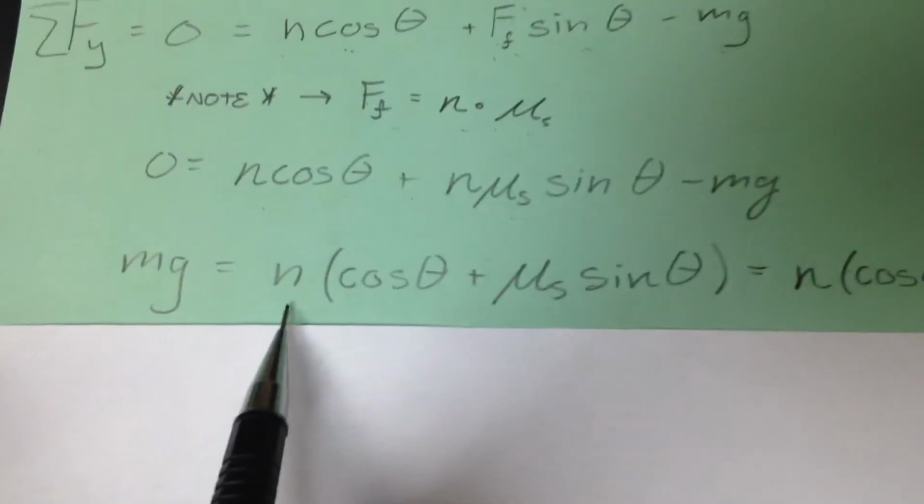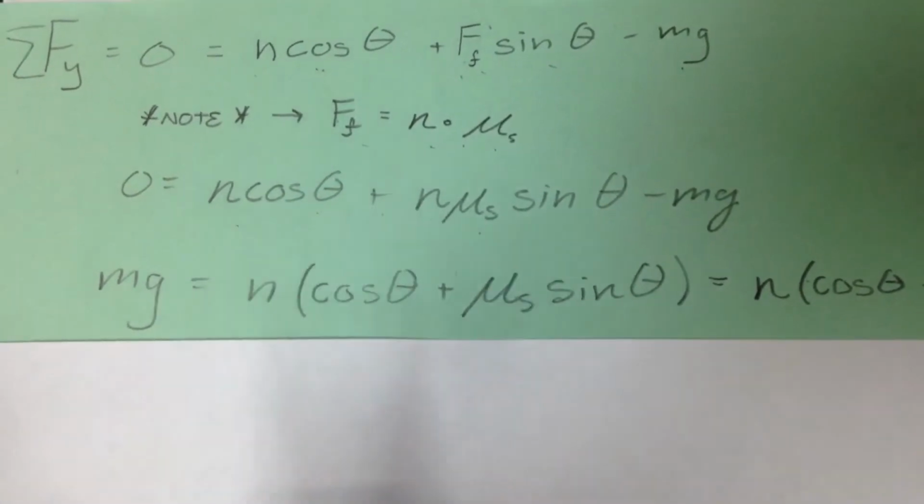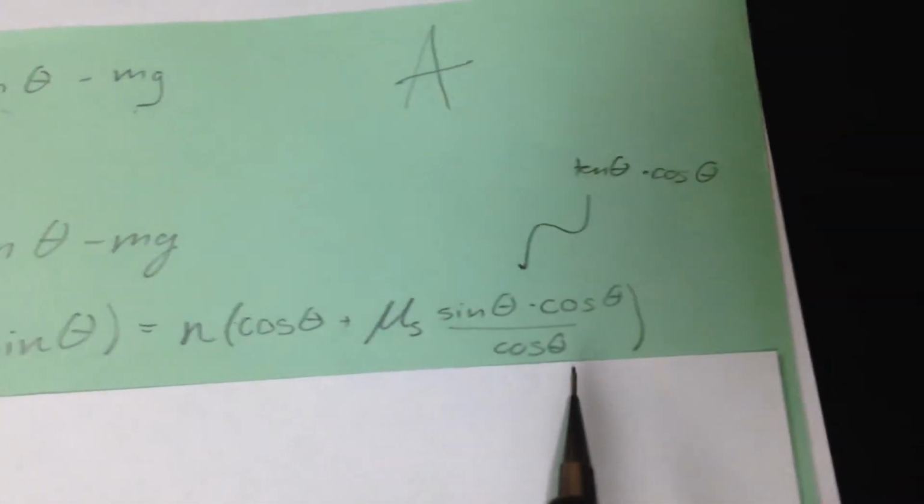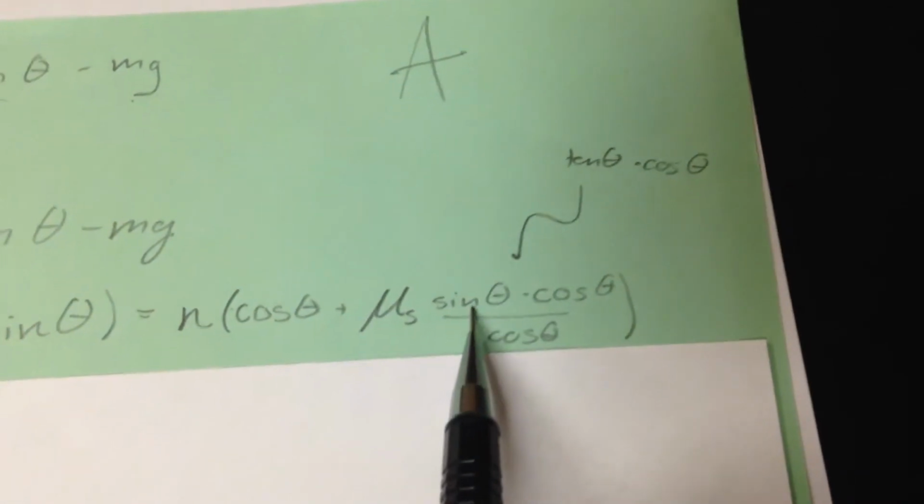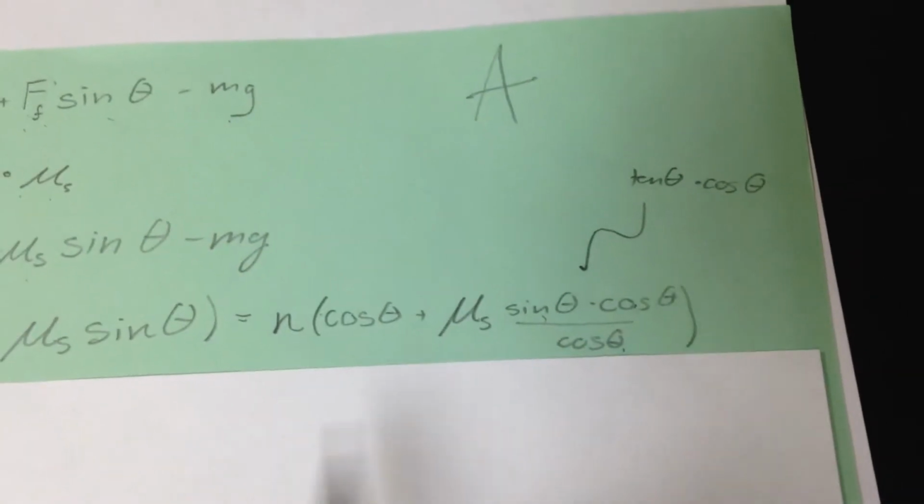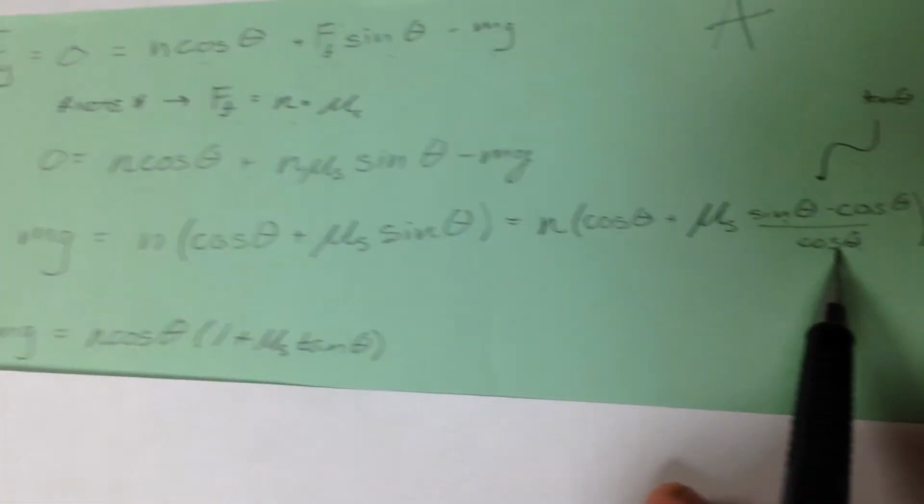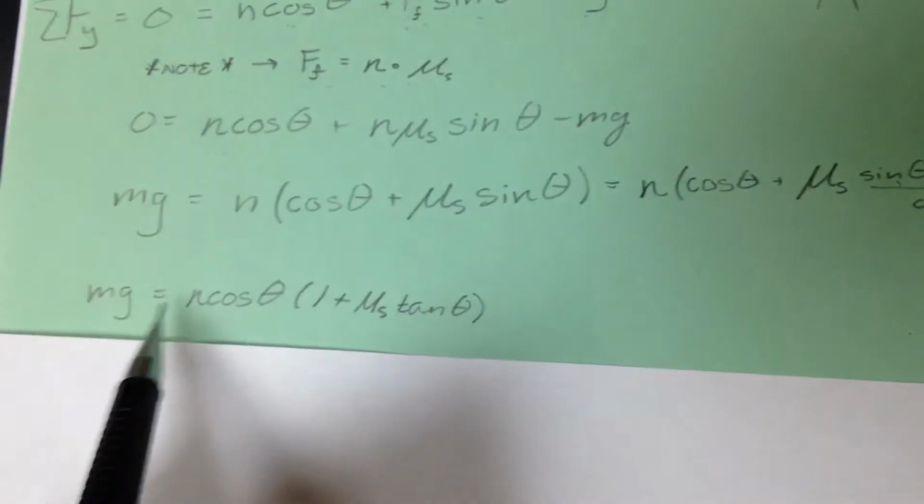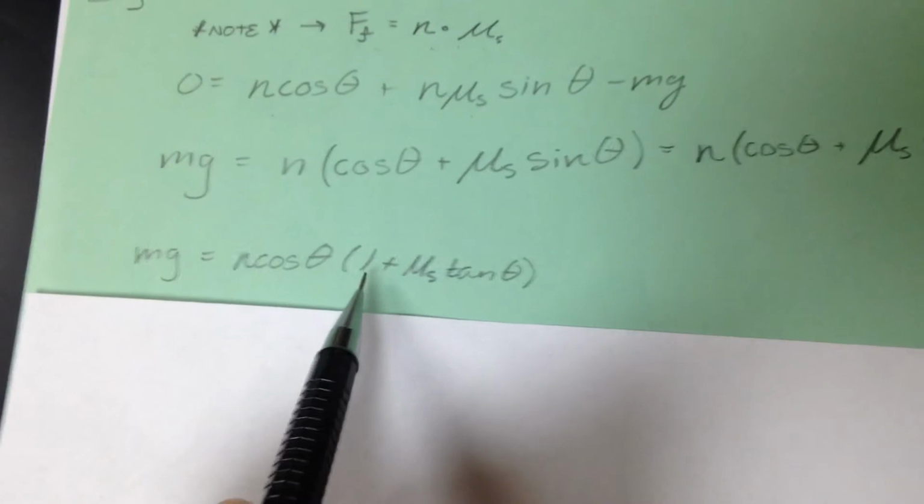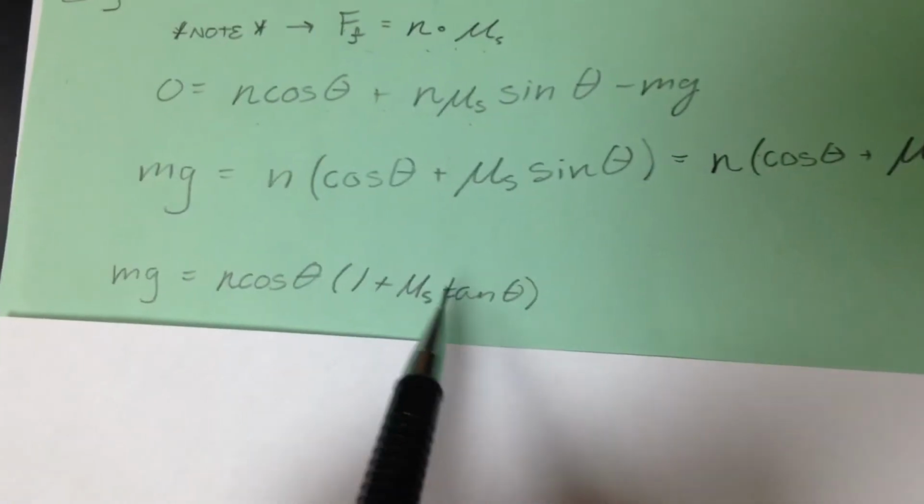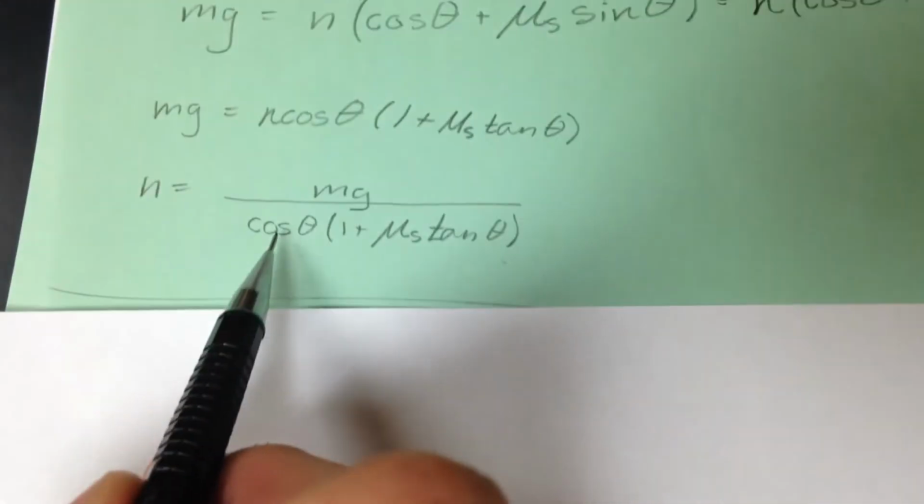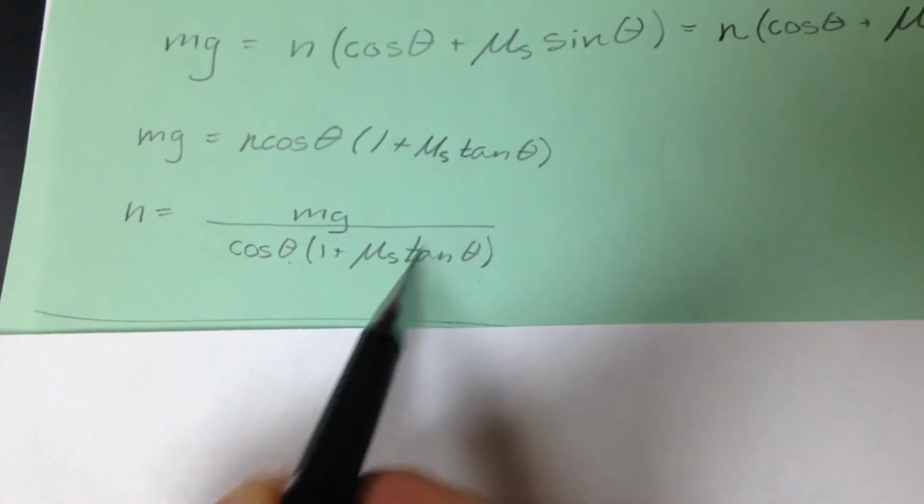Move the mg to the other side, factor out the n. Now, when we get over here, we're going to do something a little interesting. We're going to multiply the sine part by 1, cosine theta over cosine theta. What this will let us do is factor out the cosine theta. And sine over cosine is equal to tangent. Mg equals n cosine theta, parenthesis, 1 plus mu s tan theta, end parenthesis. Divide both sides, and you get n is equal to mg over cosine theta times 1 plus mu s tan theta.